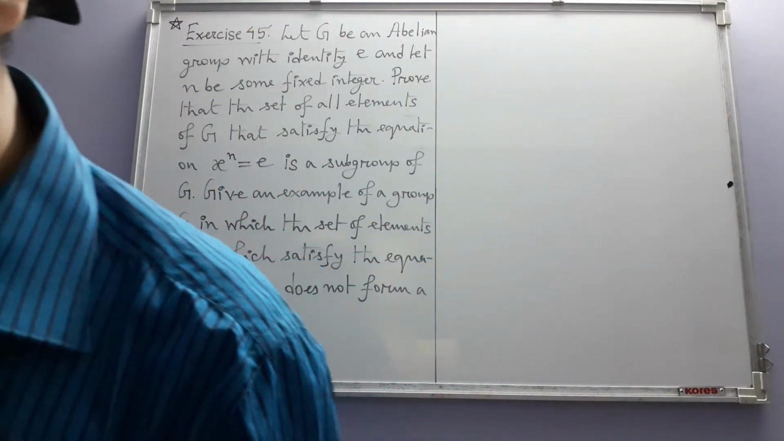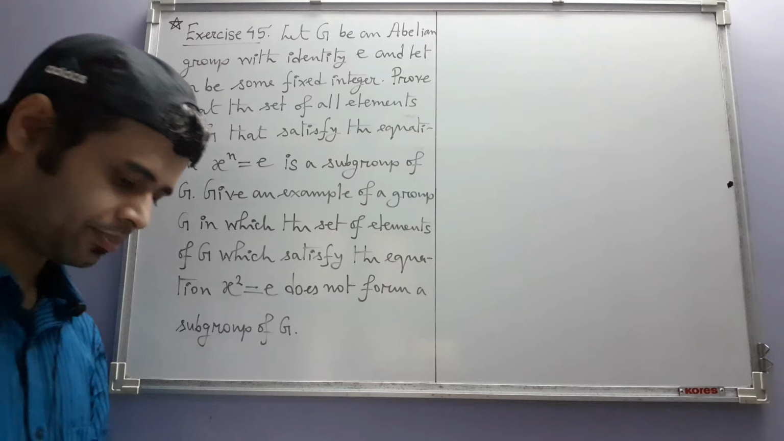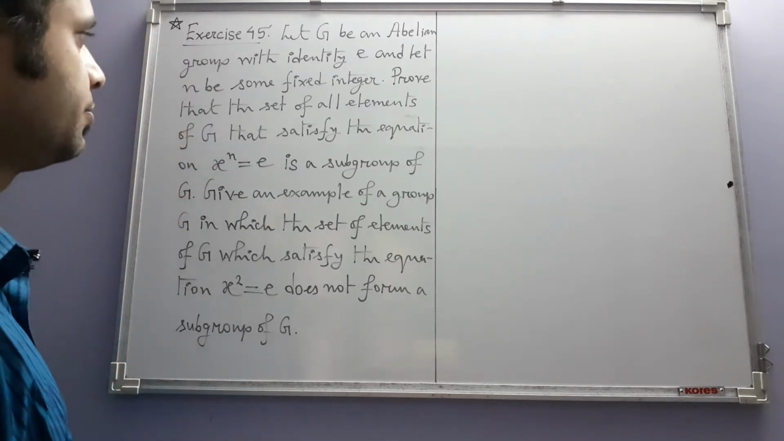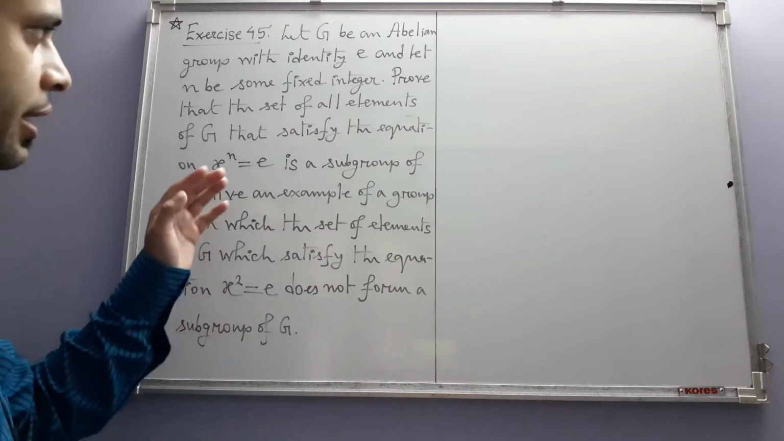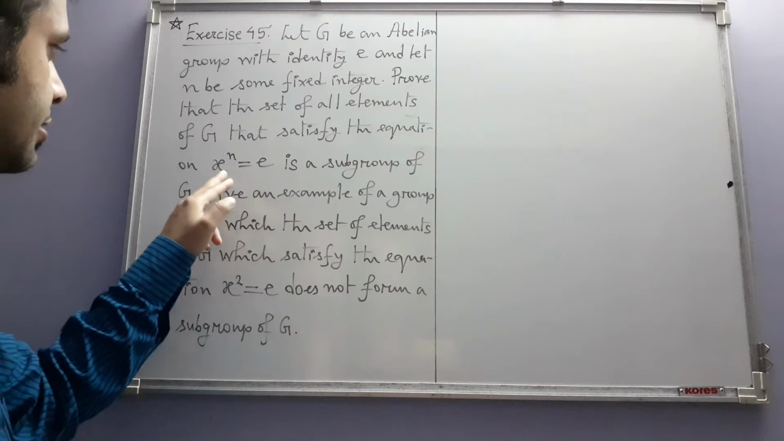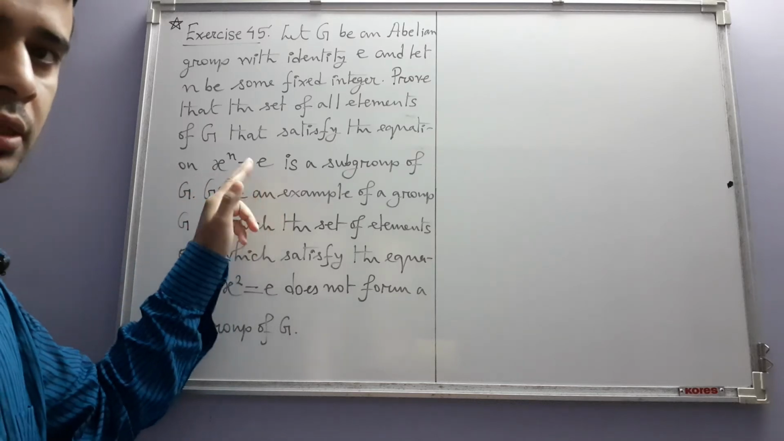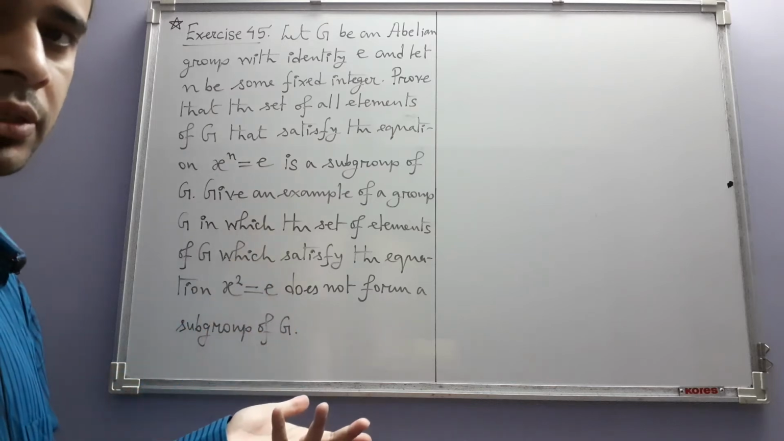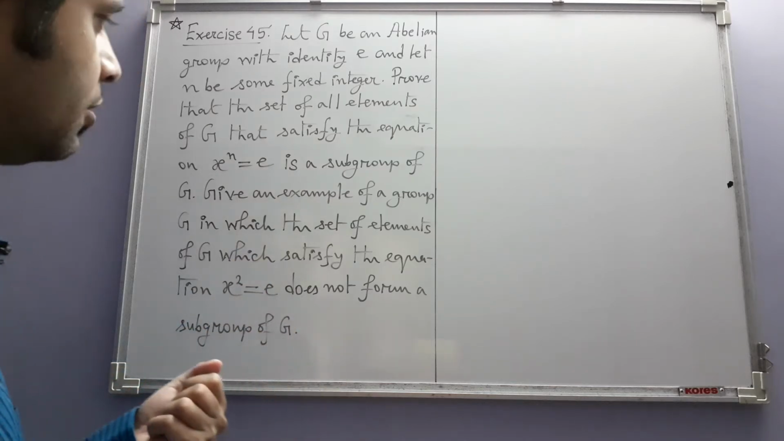Exercise 45. We are given an abelian group G here, and we have to prove that the set of all elements x in G that satisfy this equation, where E is the identity element in G and N is some fixed integer, is a subgroup of G.